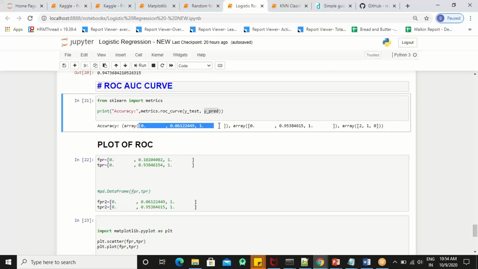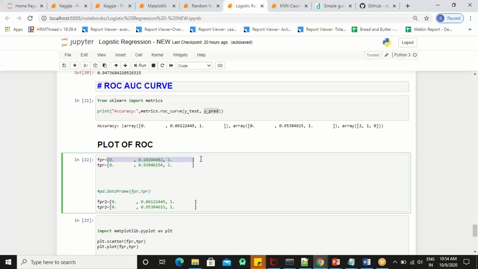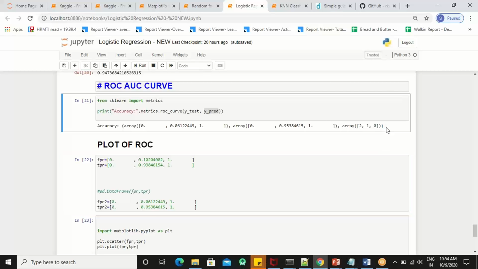so the first array that is coming out of it is known as the false positive rate. The second array that comes out of it is known as the true positive rate. Okay, and the third one that comes out of it is some thresholds. Okay, you can ignore this. It's just a threshold value. Ignore it.